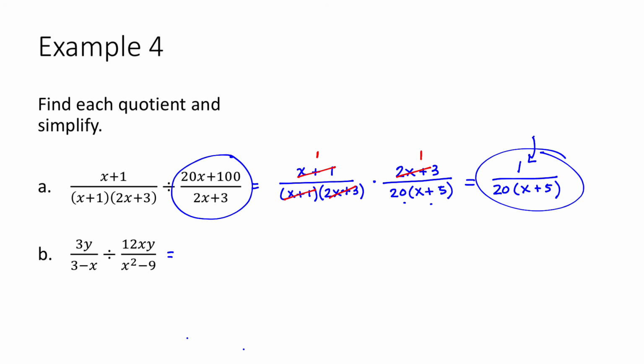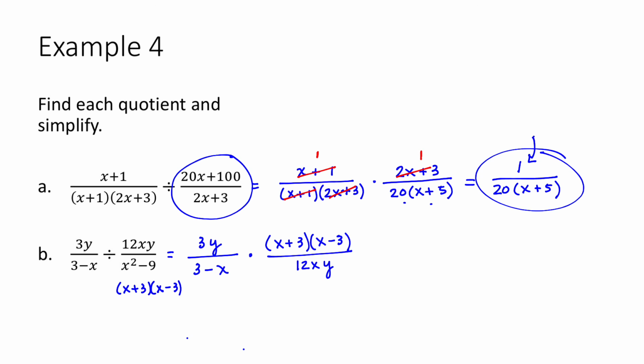All right, and let's try B. I've got 3y over 3 minus x. And that's going to be times x squared minus 9. I can factor into x plus 3 times x minus 3. So I'll put x plus 3 times x minus 3, x minus 3 in the numerator. And the 12xy goes to the denominator.